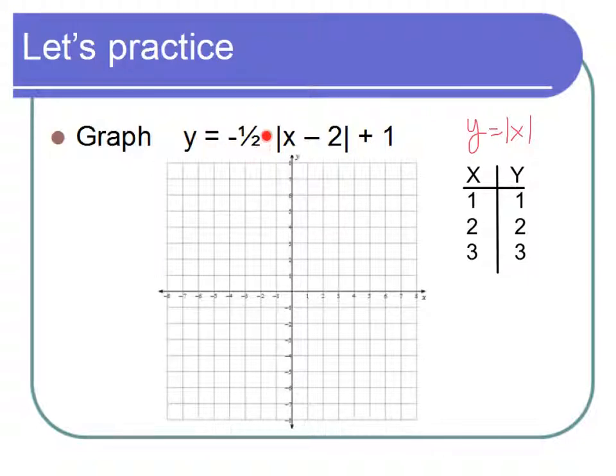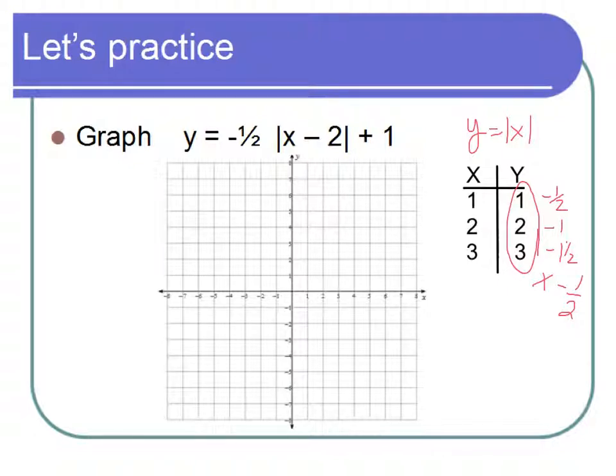All right, the -1/2 is going to take all of my y values times -1/2. Now that's interesting. Think about what a negative is going to do. Well, that's going to change this to a -1/2. 2 is going to turn into going down 1, and 3 is a -1.5.